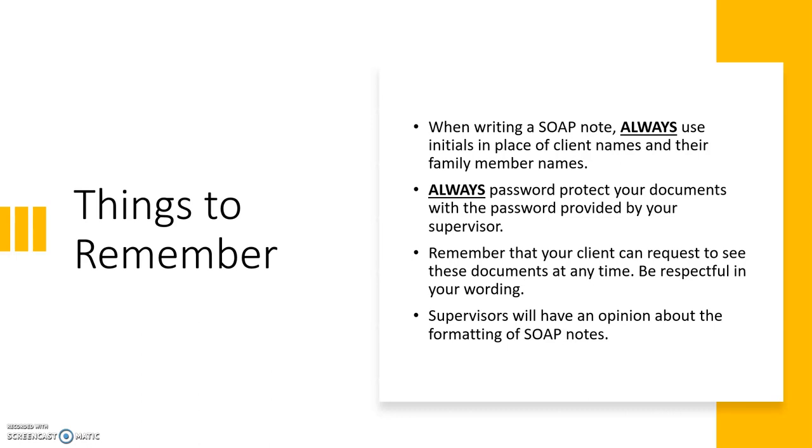So some things to remember while you're writing SOAPs is that you want to always use initials in place of the client names and family member names. In all the examples I shared, I abbreviated Jane Doe with JD. This is a HIPAA thing, and you want to make sure that you do this to protect the client's privacy.